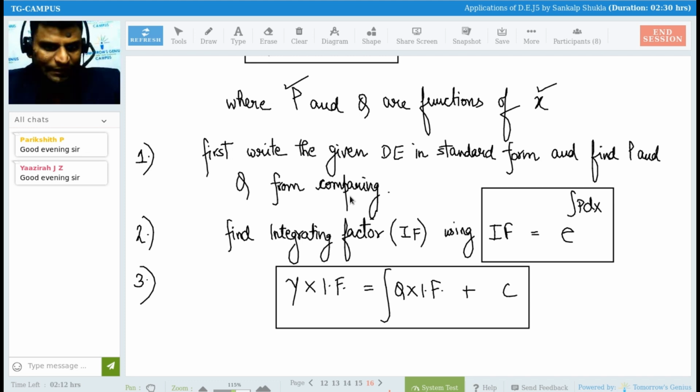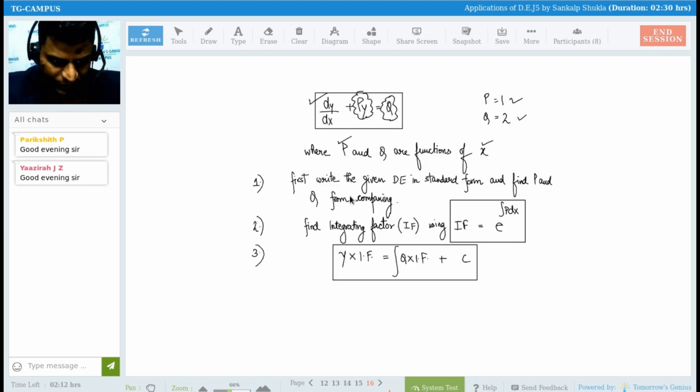So y into IF, you have to multiply the integrating factor with y, and then you have to multiply it with Q also. This Q is also known to you. So Q and IF, whatever is the product, you have to integrate that particular function, and then just add a random constant plus C. So this will be the solution. Just note these steps, and we are done with the previous lecture.